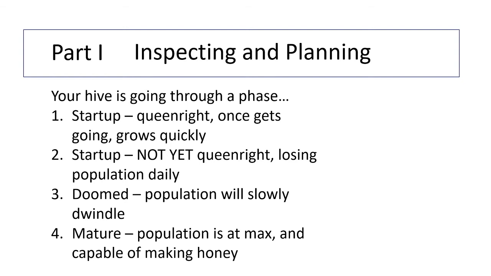So your queen is still laying a lot of eggs. You'll see 8 frames with brood. The population is not increasing. This means for every bee that's born, one is dying. Your hive can lose 1,000 to 2,000 bees a day. But in a mature hive, input and output are balanced, and a mature hive is capable of making honey.